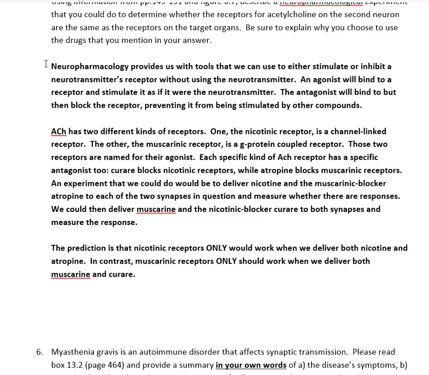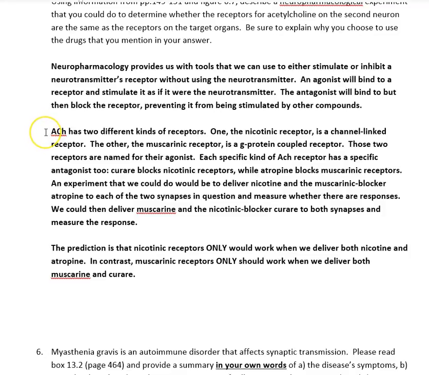Neuropharmacology provides us with tools that we can use to either stimulate or inhibit a neurotransmitter's receptor without using the neurotransmitter. An agonist will bind to the receptor and stimulate it as if it were the neurotransmitter, and an antagonist will bind to but then block the receptor, preventing it from being stimulated by other compounds.